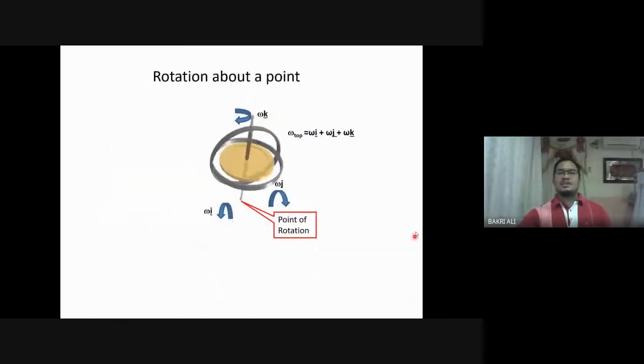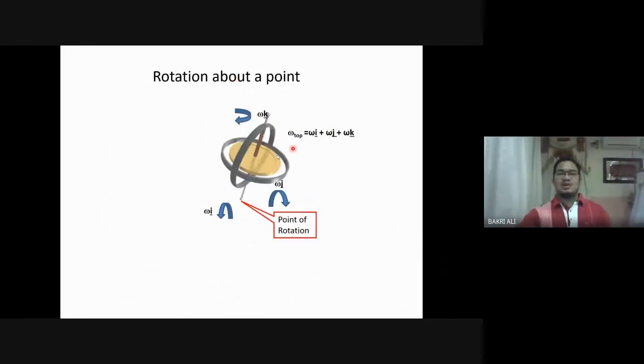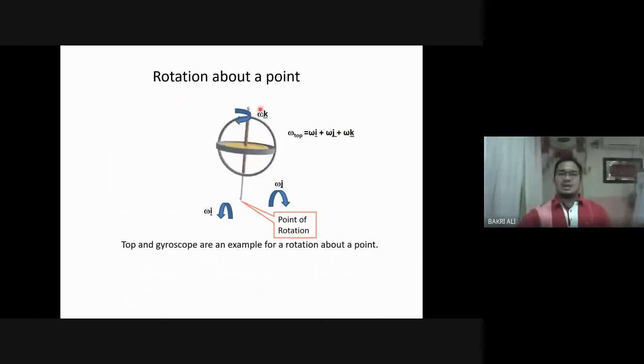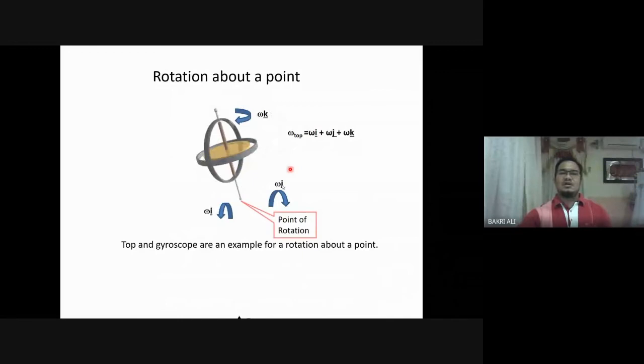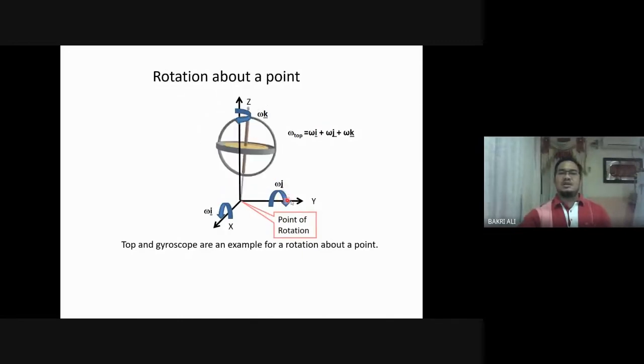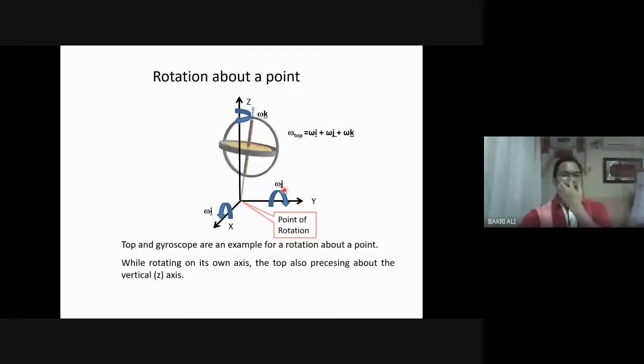Okay, this is an example of rotation about a point. This top is spinning with omega k about the vertical axis, omega j about the y-axis, and omega i about the x-axis. So it rotates in all three axes. So thank you.